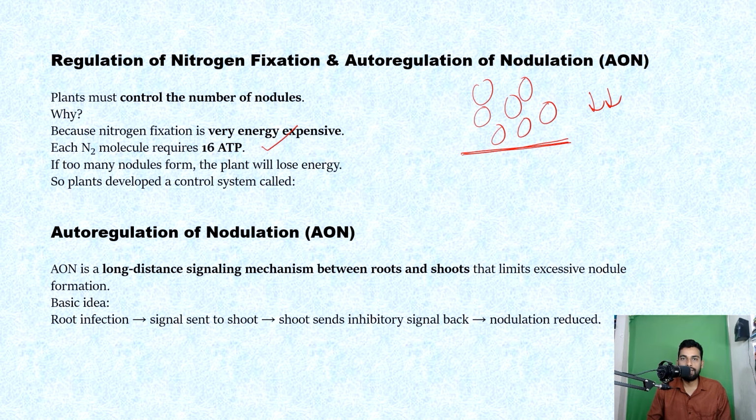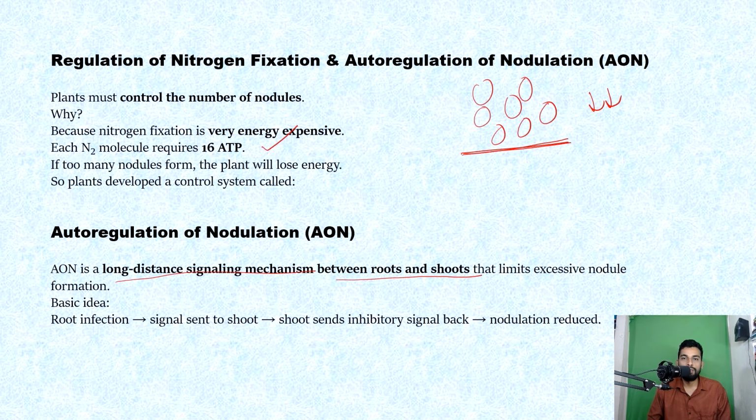Let us see how the mechanism works. Autoregulation of nodulation, that is AON, works like hormones. What happens with hormones? Let us see in humans. The brain produces hormones. They travel through blood and reach the targeted specific cells. So it happens in plants also. It is a long distance signaling mechanism. It happens between roots and shoots. It limits the nodule formation.